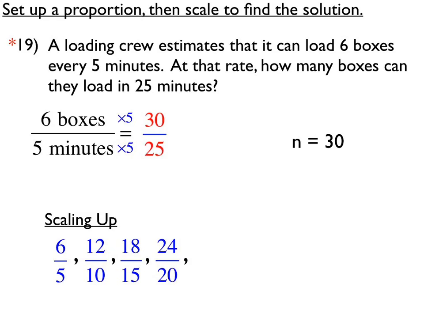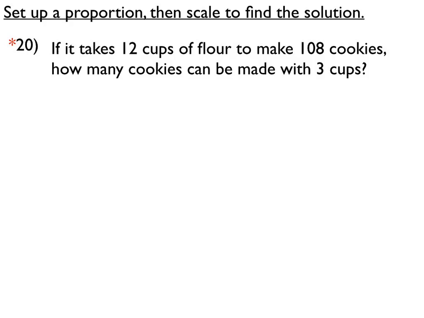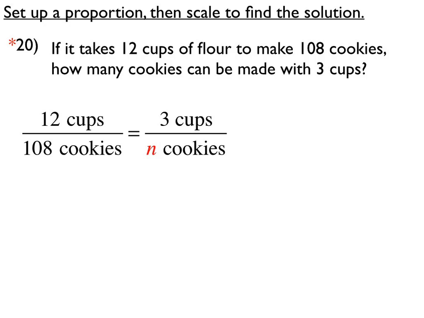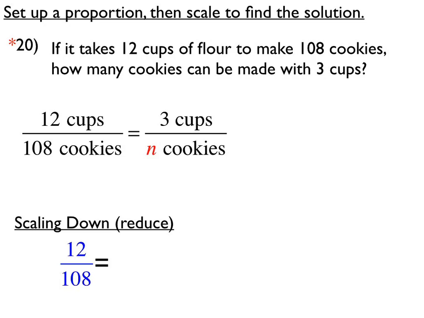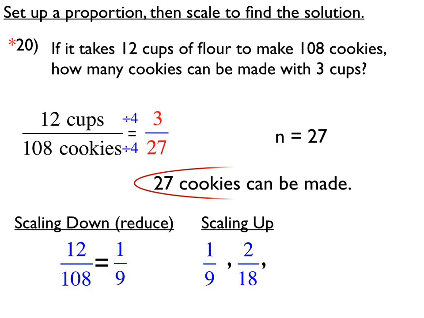30 boxes. And then number 20, setup should look like this. 12 cups of flour to make 108 cookies. 3 cups of flour will make 27 cookies. Any questions? Yes? On my paper it says 12 cups. Ah, okay. Yeah, I think I forgot to have you guys change that.